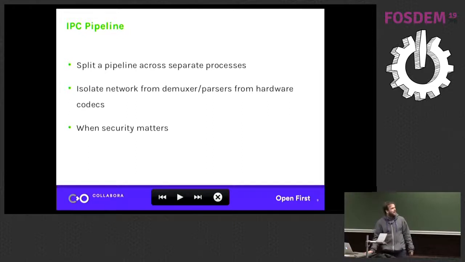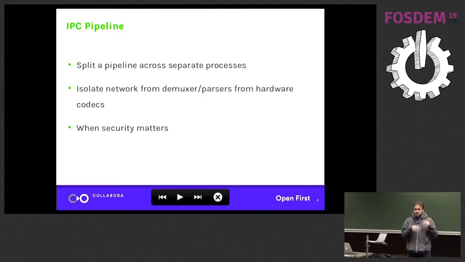Completely separate subject now. We've merged a plugin called IPC Pipeline, which I like to talk about because I think it's really cool. It allows you to split a pipeline into multiple processes, but have a single master pipeline that controls all the others. For example, the typical case is that you have one process that talks to the network and downloads the DASH stream from the internet, and then it passes the data to another process, which actually talks to the hardware decoder. You can separate the hardware decoder, and these are often not as secure as you would like.